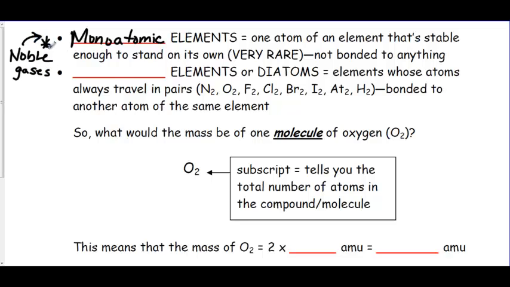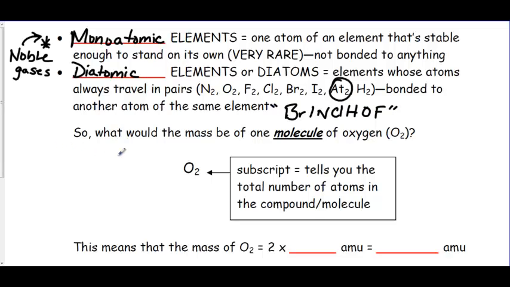And then you have diatomic elements. Diatomic elements, or diatoms, are the elements whose atoms always travel in pairs. So that would be Brinkelhoff, and then also astatine here, which is an exception, bonded to another atom of the same element. So remember Brinkelhoff to help you with the diatomic elements.